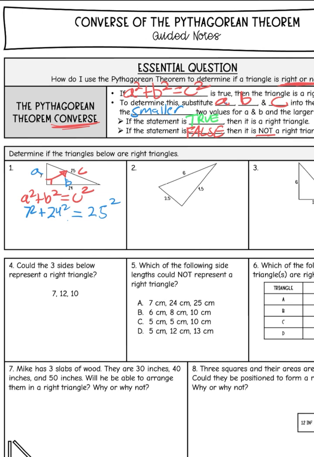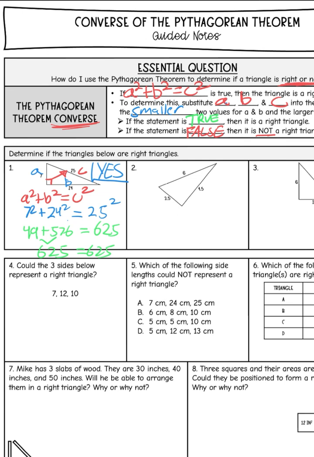So now, let's do our math. 7 times 7 is 49. 24 times 24 is 576. When you add 576 to 49, or 49 plus 576, you're going to get 625, which is perfect because 25 squared is 625. So again, 625 is equal to 625. So yes, this is a right triangle. And that is how you do the converse, okay?